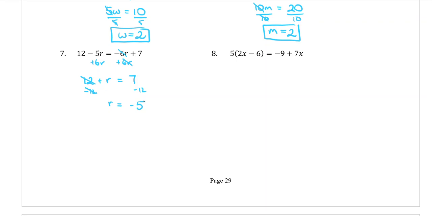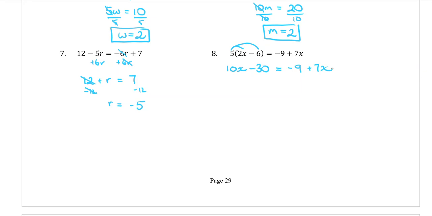Okay, so question 8 is the hardest one because it has the brackets in there. But it's not going to be that bad. We just have to expand the brackets first, and then everything else will be the same. So remember to expand brackets. The 5 will times by each thing inside. 5 times 2x will be 10x. 5, and then there's a minus. 5 times 6 is 30. Okay, then equals minus 9 plus 7x.